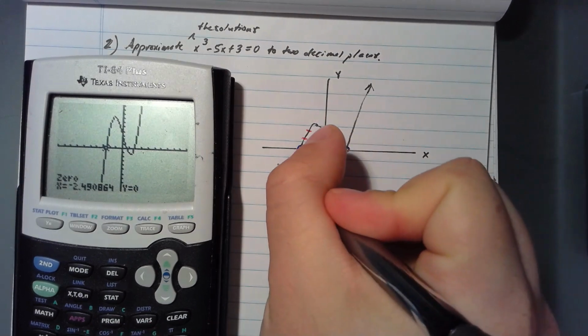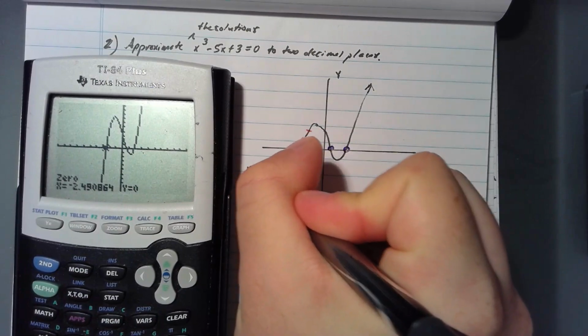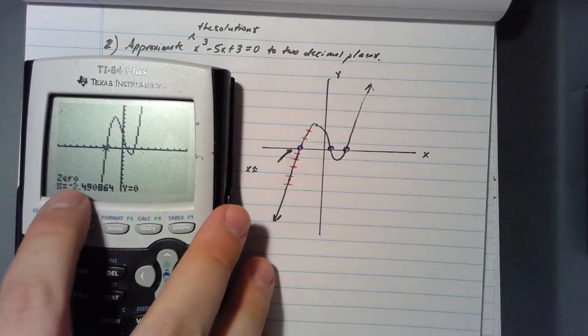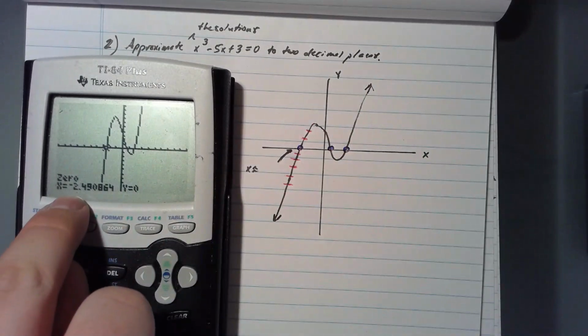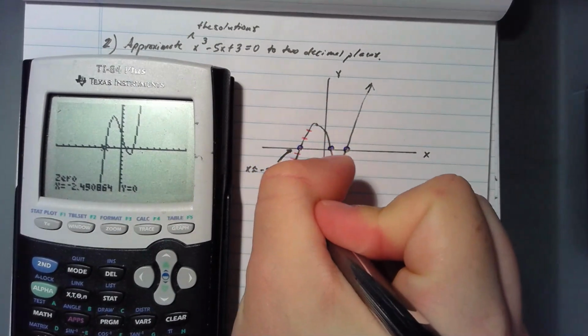So this x value right here is approximately, and we're going to round that to 2 decimal places, so it's negative 2.5 approximately.